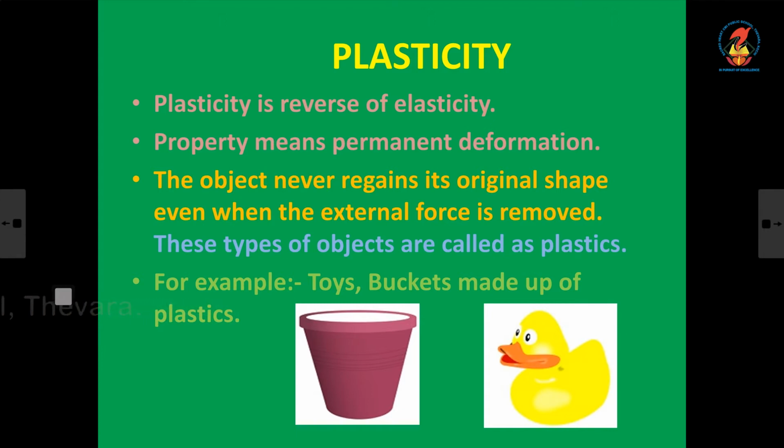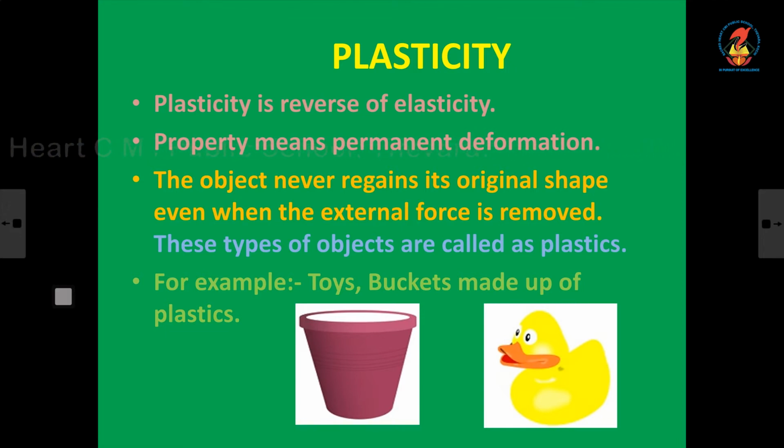Now, what is meant by plasticity? Plasticity is the reverse of elasticity. That means it is the property which means permanent deformation. The body will not come back to the original position. The object never regains the original shape even when the external force is removed. These types of objects are called plastics.